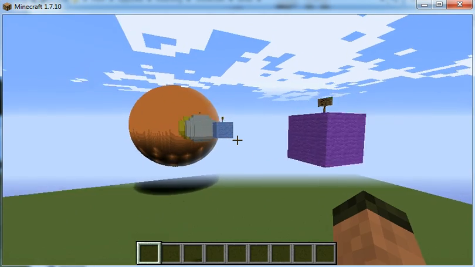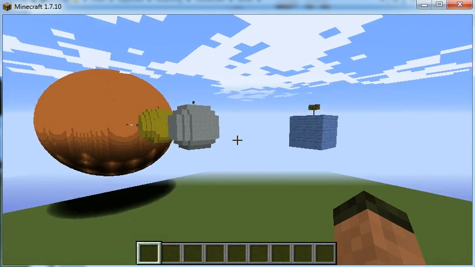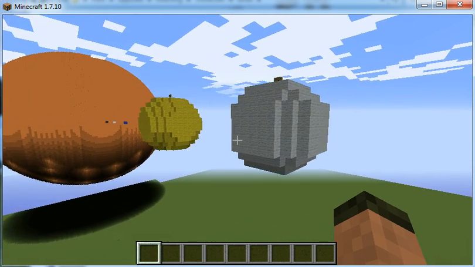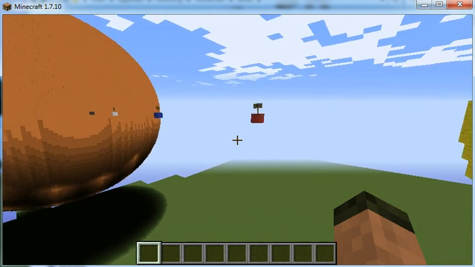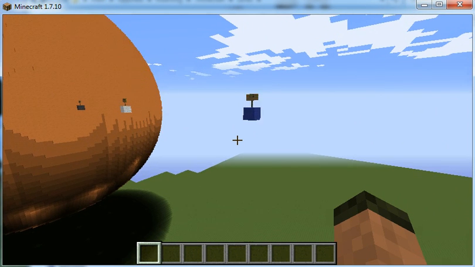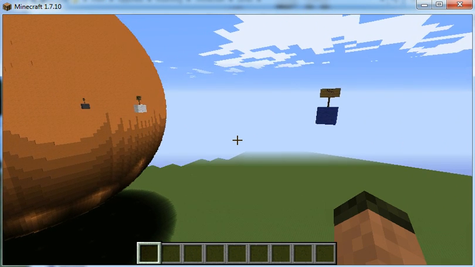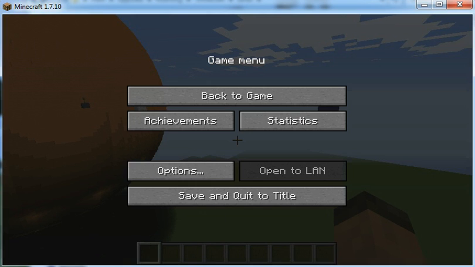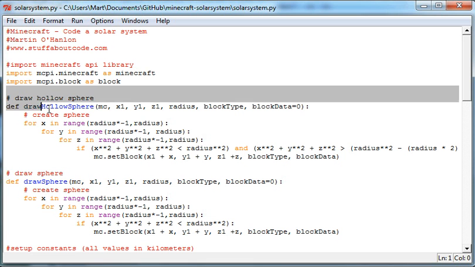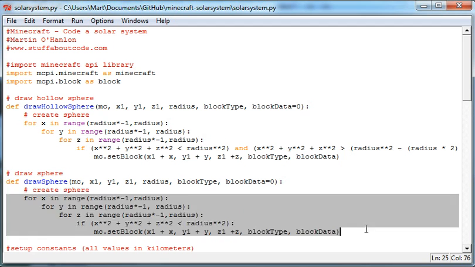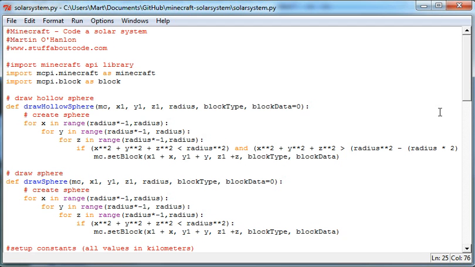Now, I didn't build this, I coded it. And you can find out more about how I did that at stuffaboutcode.com, but I'll very quickly walk you through the program. It's a pretty simple program. So, I've got two functions that draw spheres. One that creates a hollow sphere, which I use to create the Sun, and one that creates just normal spheres, which I use to draw the planets.